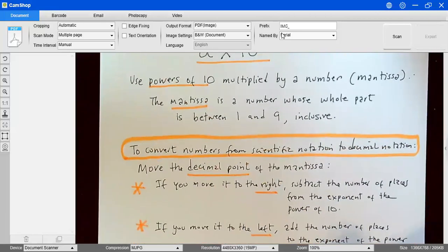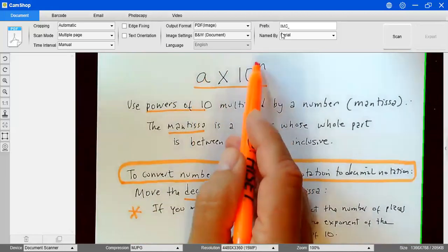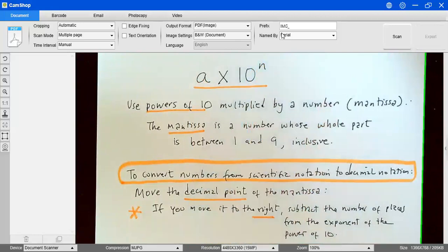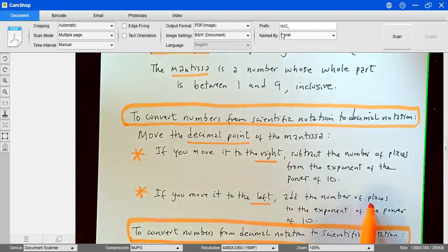of places that you move the point from the exponent of the power of 10. So anytime that you move the point in the mantissa, you're going to need to modify the exponent of the power of 10. If you move the decimal point to the left, then you need to add the number of places that you move the point to the exponent of the power of 10. So anytime that you move to the left, you add a value. Anytime that you move to the right, you subtract a value.